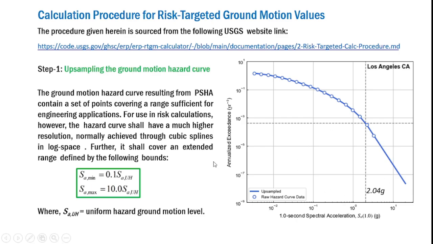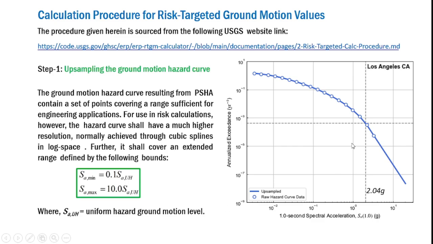As per experience, the ground motion hazard data that is used for the RTGM values should adequately cover a range that is bounded by an SA minimum value of 0.1 times SAUH, and a maximum bound for this hazard data of 10 times SAUH. Remember that SAUH is the uniform hazard ground motion level.